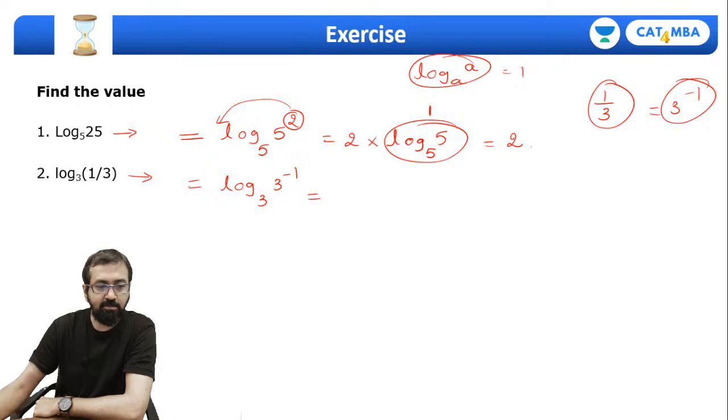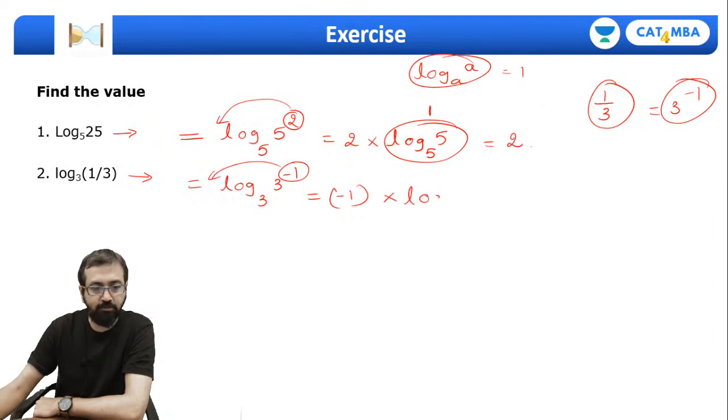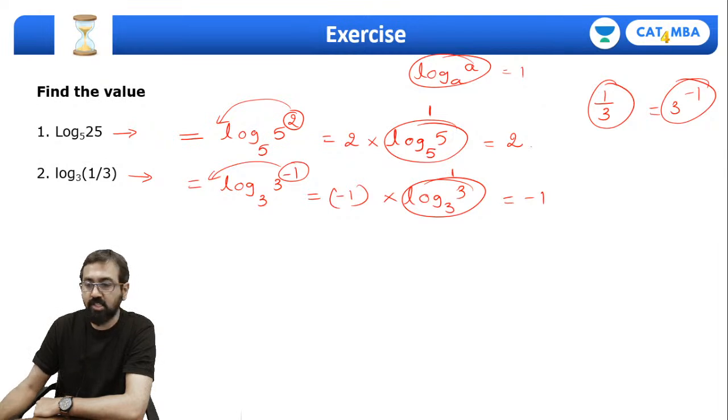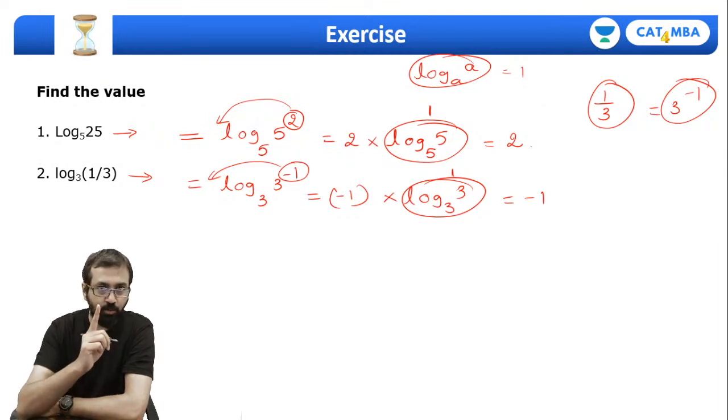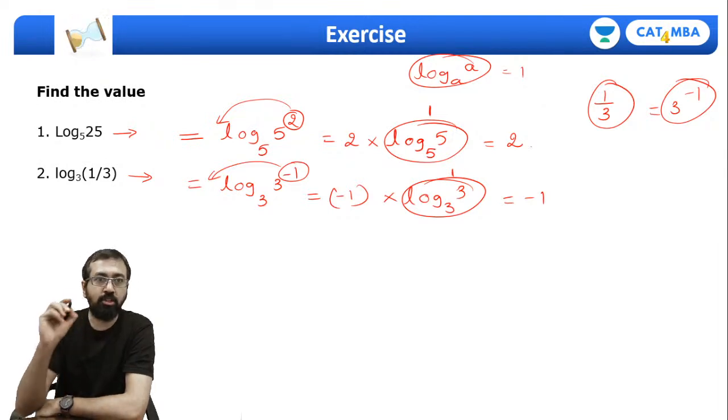And further this can be solved as minus 1 into, this power will come in the multiplication. Yeah, that's correct, Sudarshana. So minus 1 into log of 3 with base 3. Again, this is 1. So the answer will be minus 1 because this part is 1, right? This is one approach, the first approach. Now let's look at one more way to solve this question.